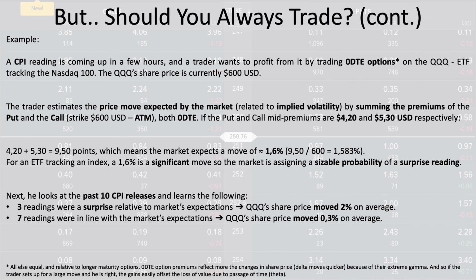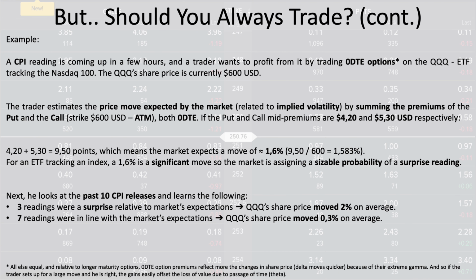If you consider that this is an ETF tracking an index, and indexes by their nature have relatively lower volatility, a 1.6% move is not something that happens every day. Indexes usually do not move by this much over a single day. Because we are trading 0DTE options, this is a significant move. So the market is assigning a sizable probability to a surprise reading, because only surprise readings enact large moves.